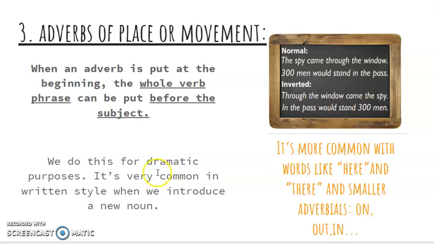Now, again, as we've said before in the previous video, we do this for dramatic purposes, and this is very common in written style, especially in stories and the like, when we introduce a new noun or a new character to the story. So it's very advisable to use this when you're writing that sort of composition. And of course, this is really common with words like here and there, and also smaller adverbials, especially prepositions of place or movement.